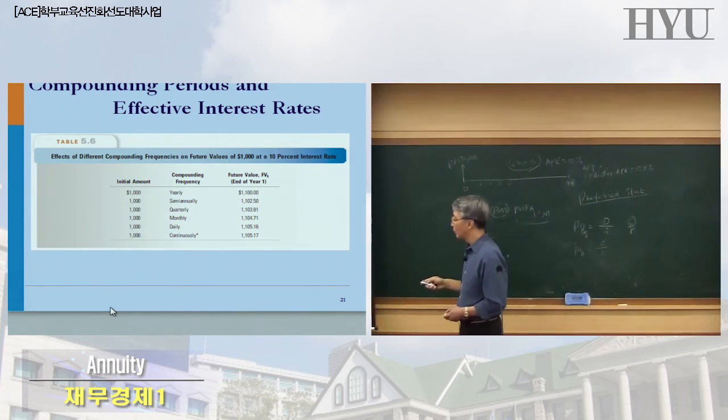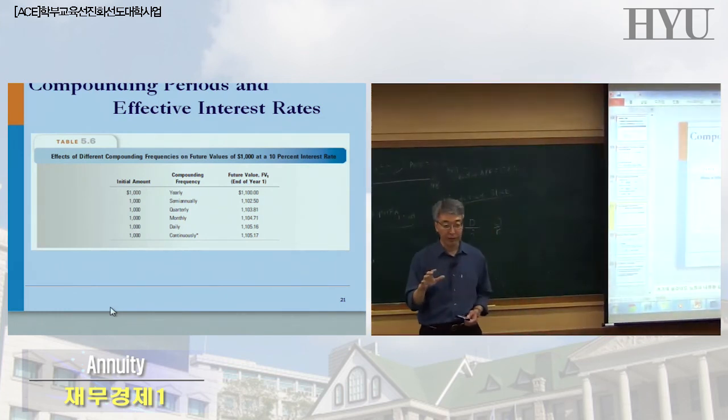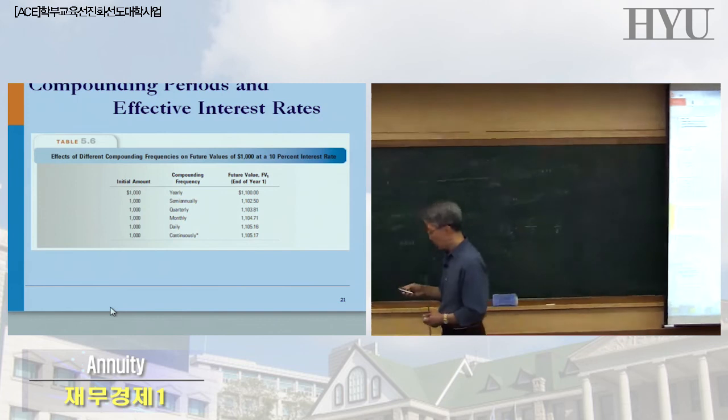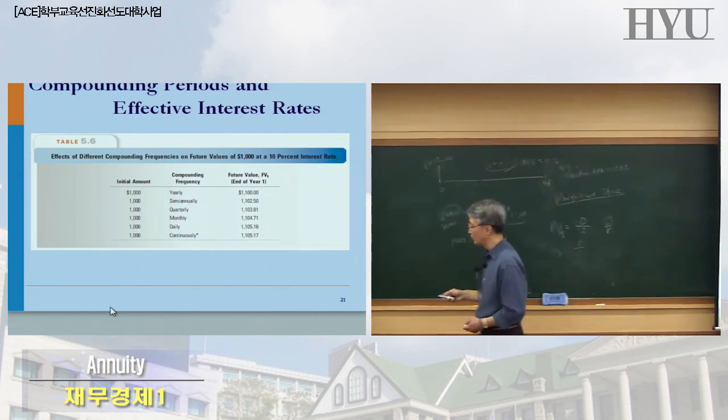But sometimes they do it semi-annually, every 6 months, right? And that means they're going to divide 10% by 2, right? So use the 5% interest and use that compounding formula every 6 months, so twice a year, right? Then the total value increases slightly, $1,102.50. If you do it quarterly, it becomes a little higher, monthly, even higher, daily, a lot higher, and continuously, right? Sometimes they do it continuously.